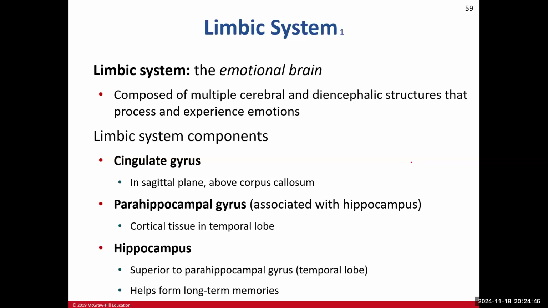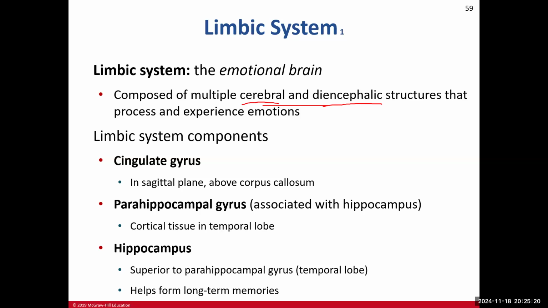Now we're going to talk about some other structures in the brain. The first one is the limbic system. This is the emotional part of your brain, so fear, anger, and all these various emotions are going to be located in the limbic system. The interesting part is it includes several regions, several areas in the cerebrum and in the diencephalon that are involved in the limbic system.